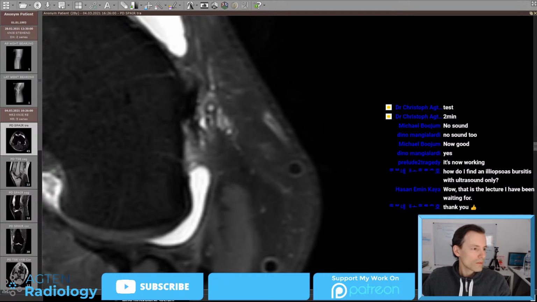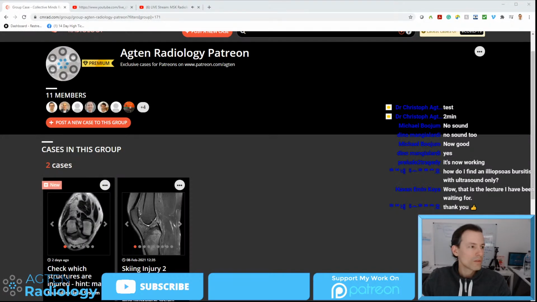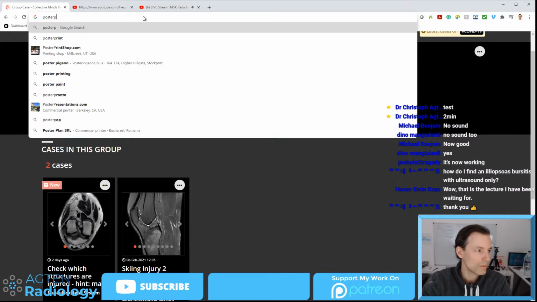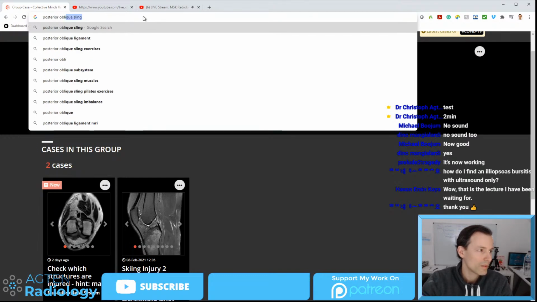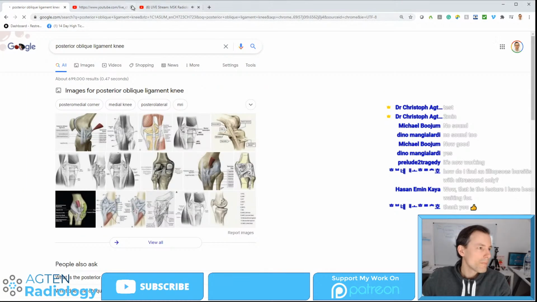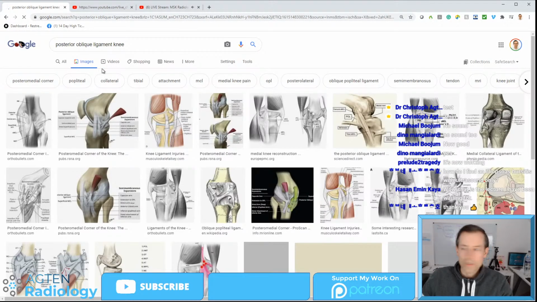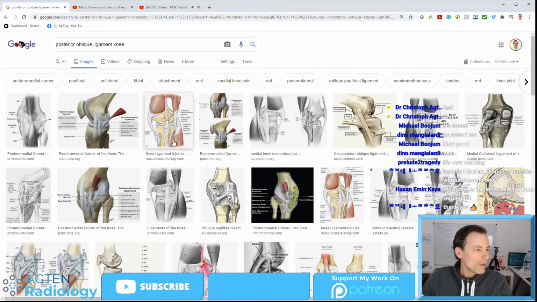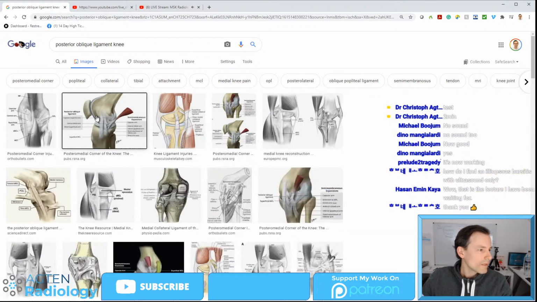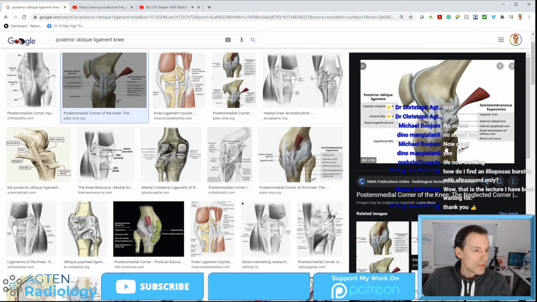So, knee, posterior, PCL. No, unfortunately, I don't find it now, but we can quickly switch over to the internet. Let's do that. So, and just posterior oblique ligament knee, and just go over to images. You should now see this, and I think, yeah, I think that's okay, this image.